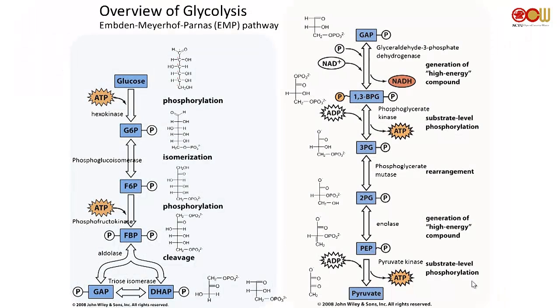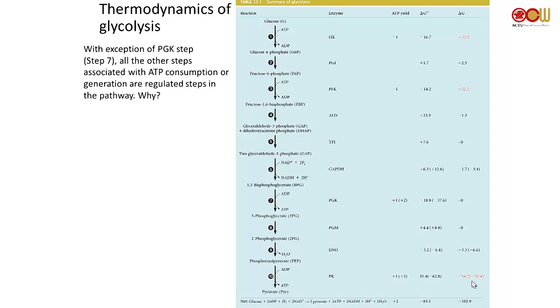So this is the overview of glycolysis. You should be comfortable with what happens at each step, and you should be able to tell me what happened between 3PG to 2PG, for example. Things like that. You should be familiar with the reactions that we talked about in glycolysis. So this is the overall overview of glycolysis with the EMP pathway.